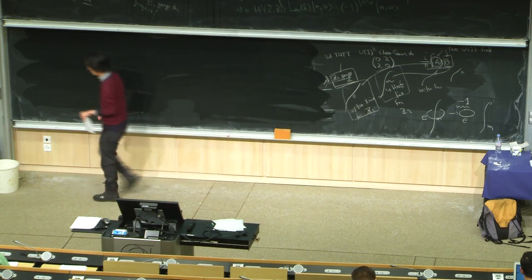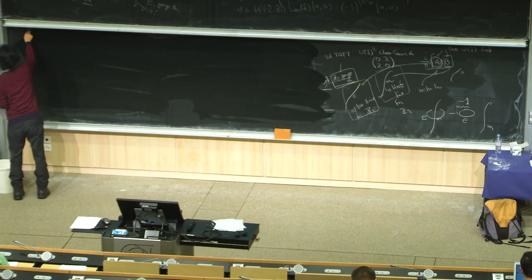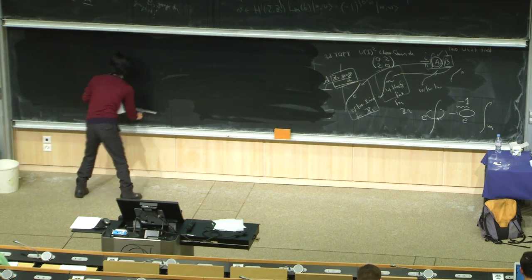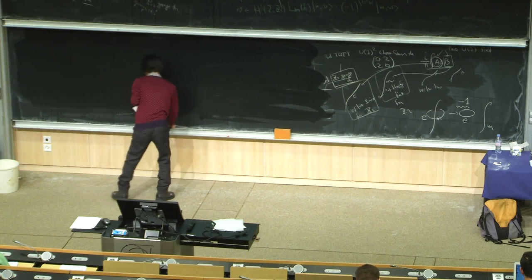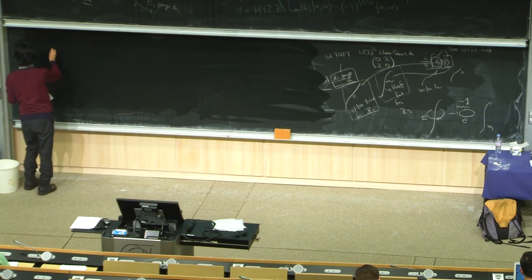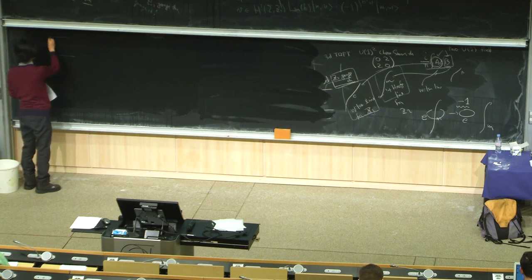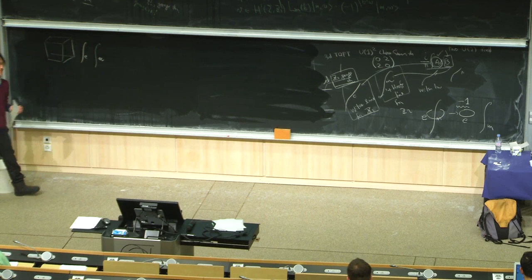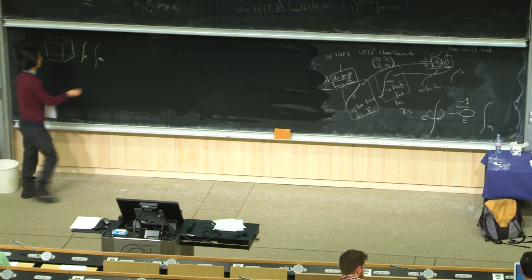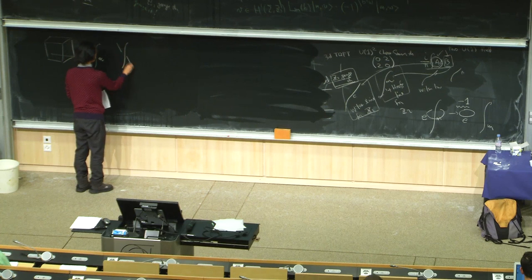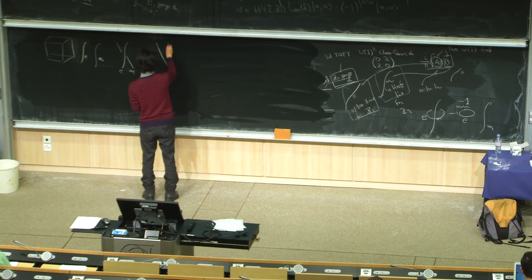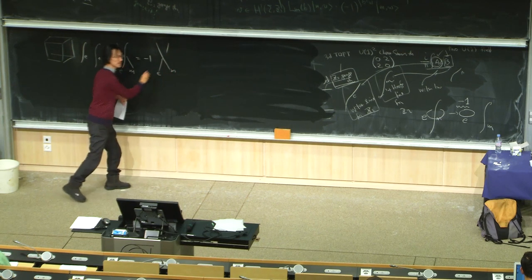Now let me come to another construction. I'm still going to talk about this bulk 3D theory. I said that there's this line operator E and line operator M with this important relation that if you reorder them, you get a minus sign, right?